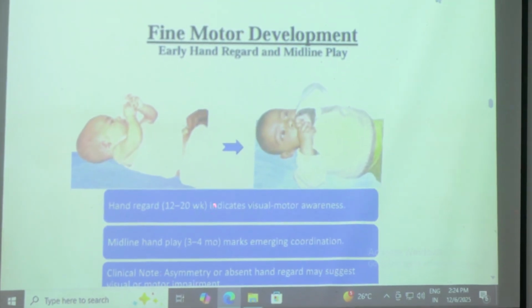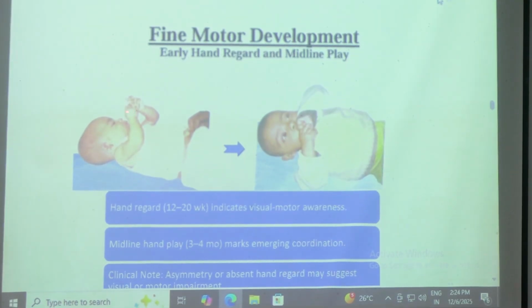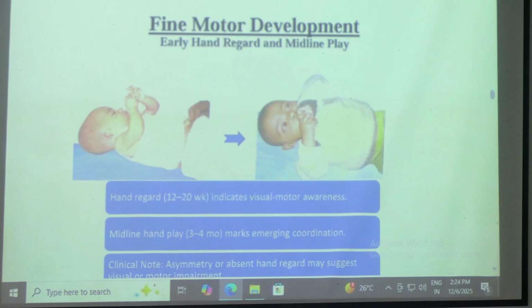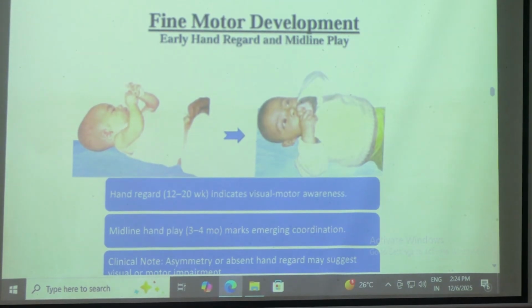Then comes hand regard. Every baby, by 12 to 20 weeks of age, will have hand regard, meaning he wants to see his hands. At 5 months, what I told you, he wants to pull his leg to his mouth, bring the leg up. Here at 12 to 20 weeks, what is there? Hand regard. Even a blind child will have hand regard. Persistence of hand regard beyond 20 weeks is pathological. Understand my point?